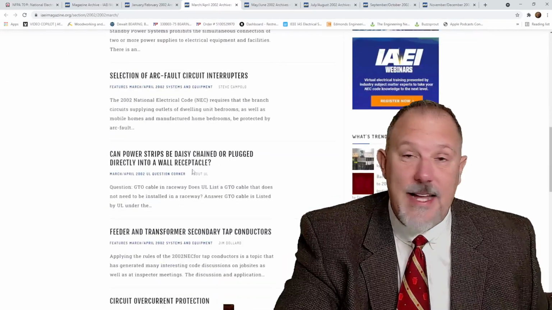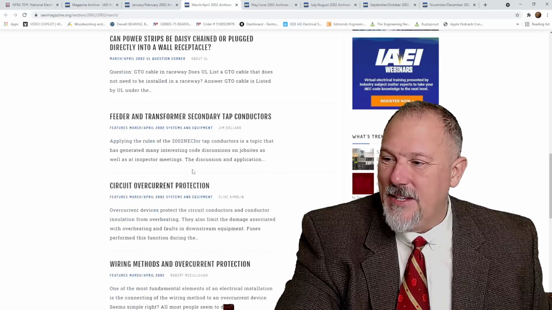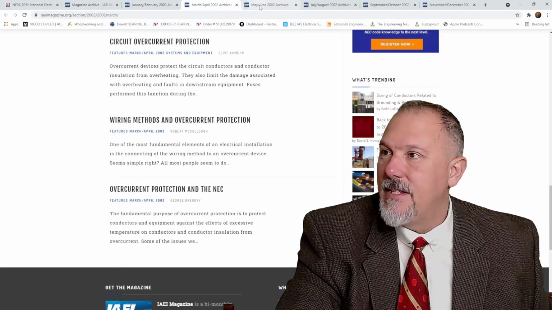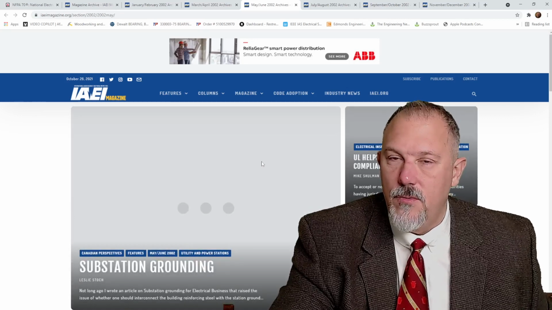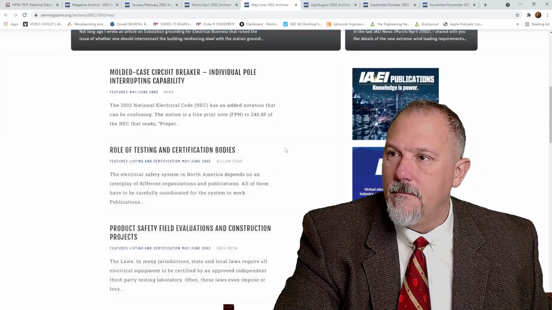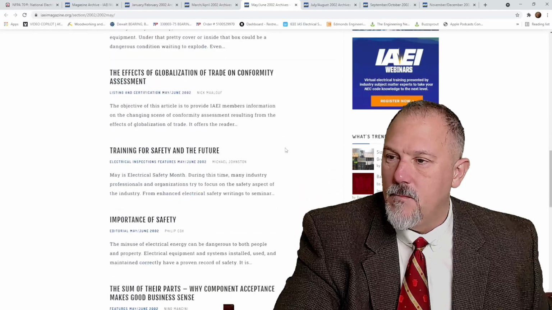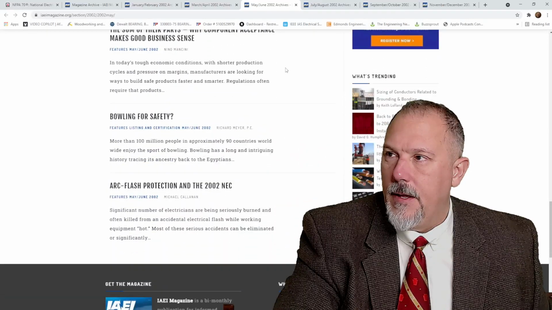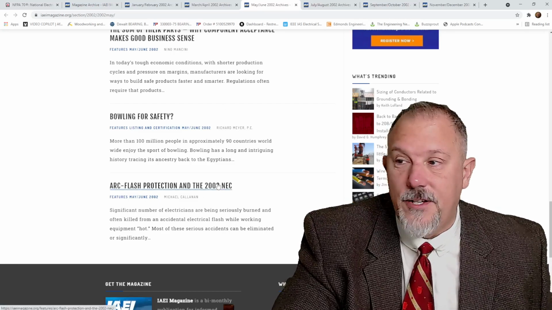Oh, we've got ASCIs. That's still a debated topic. Overcurrent protection and the NEC. Let's take a look at May, June of 2002. This would be after the... Yeah, here's one here: Arc flash protection in the 2002 NEC. I knew it had to be something.